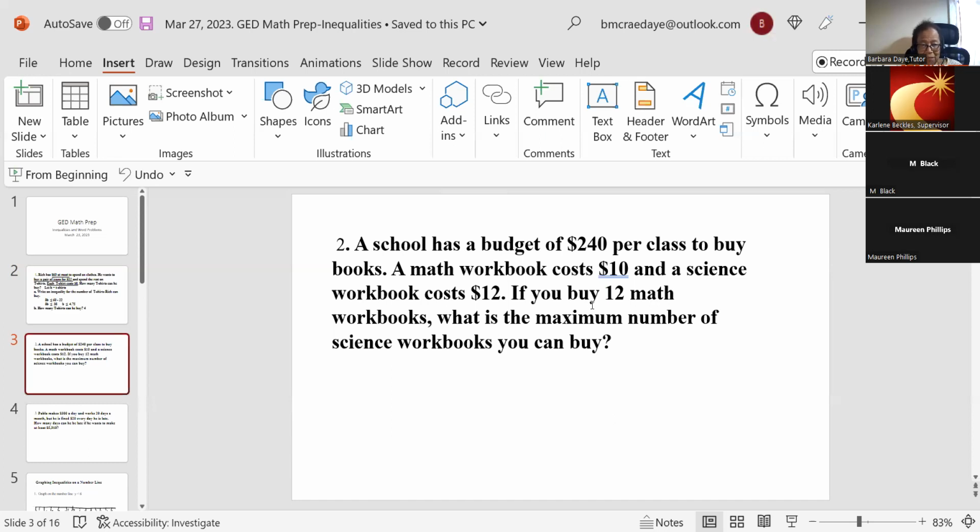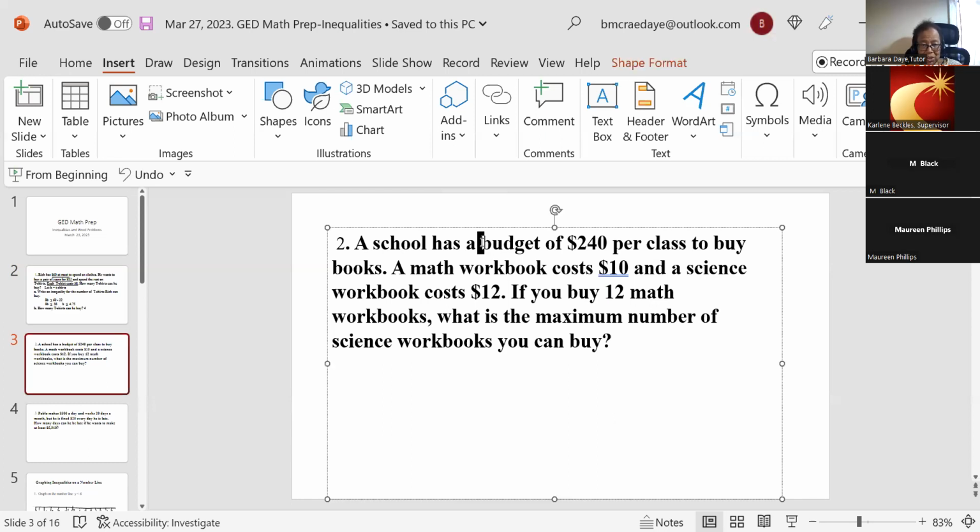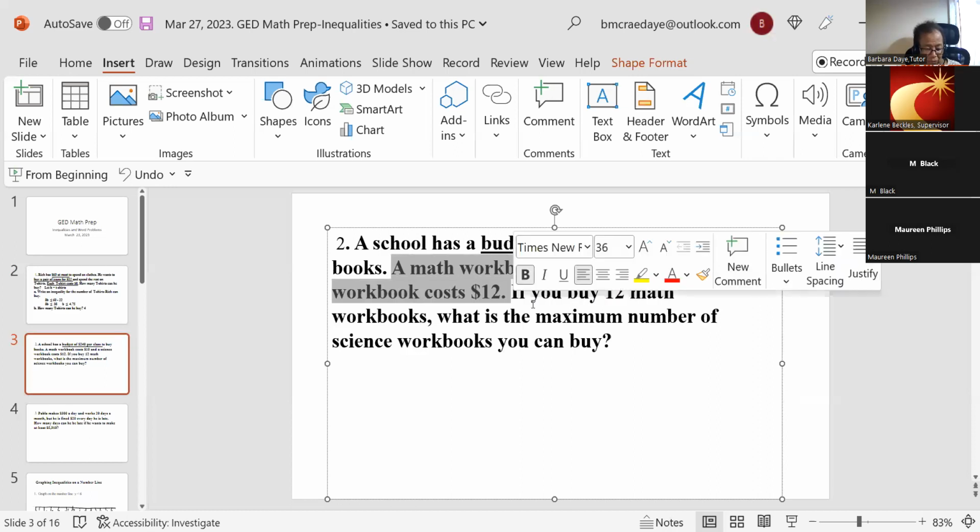Now you gotta have your budget here, right? What's your budget? 240 per class. That's right. So you need that. And you're buying math and science workbooks. So you've got to know the cost of both of them, right? So look here, the math costs 10, the science costs 12.